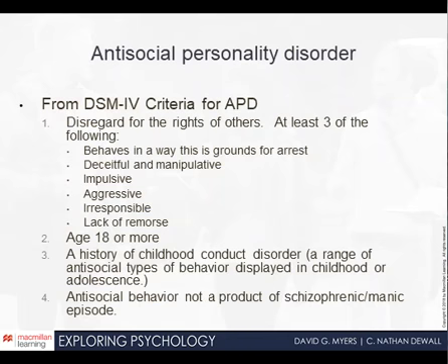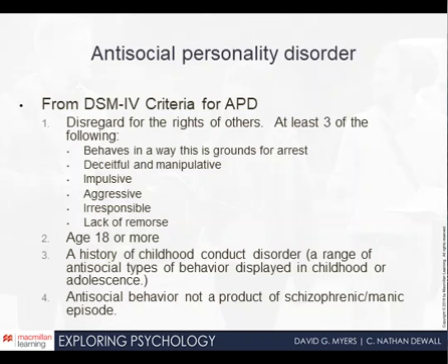Now, we've talked about antisocial personality disorder, and we can see again, based on the big 5, what characteristics of behavior we would tend to see. This is from a previous DSM version. This is number 4. What we see by some of the characteristics here: disregard for the rights of others. At least 3 of the following types would fit into someone who follows the APD symptomology here. Behaves in a way that is grounds for arrest, deceitful and manipulative, impulsive, aggressiveness, irresponsible, lack of remorse.